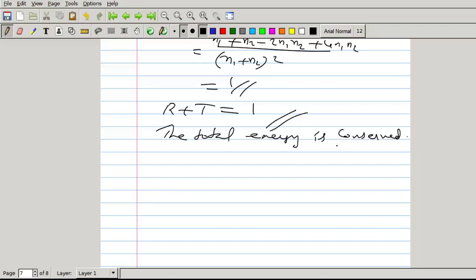So this is all about the reflection and transmission of electromagnetic waves at normal incidence. Next class we will discuss the reflection and transmission at oblique incidence.